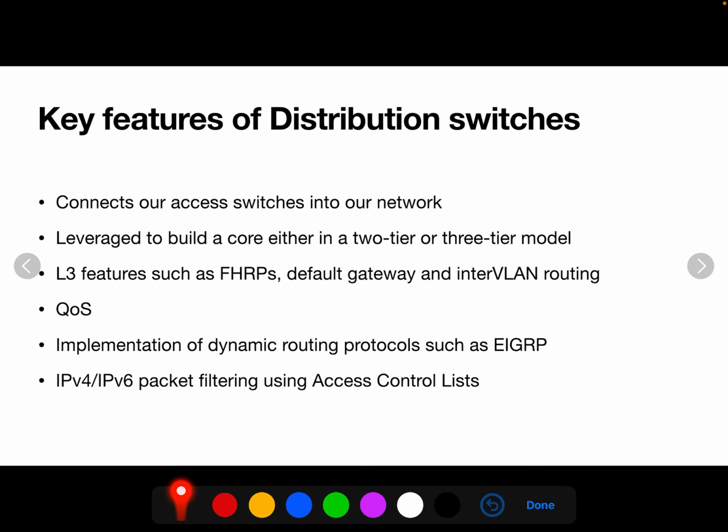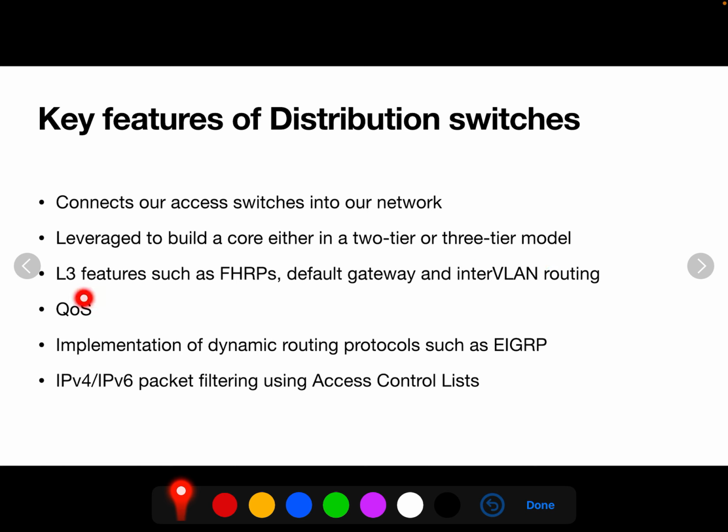So for a core layer, the distribution switch plays an important job in building that, because you need the distribution switch to have a topology with a core in it, either a collapsed core or a separate core. So either in a 2-tier or 3-tier form factor.